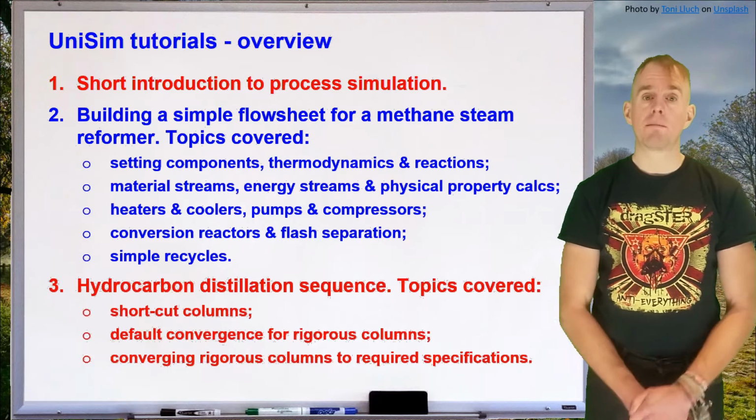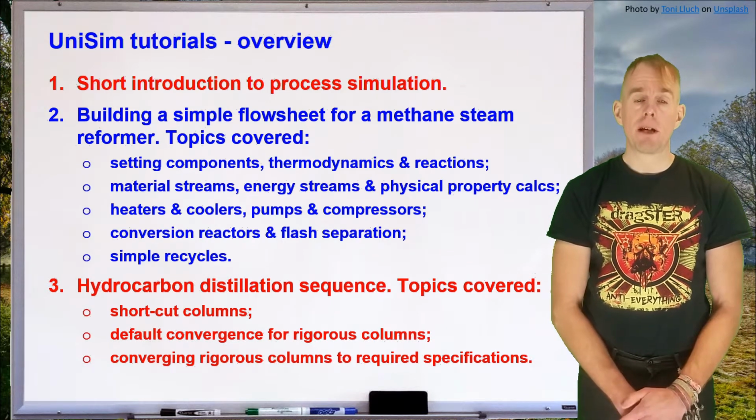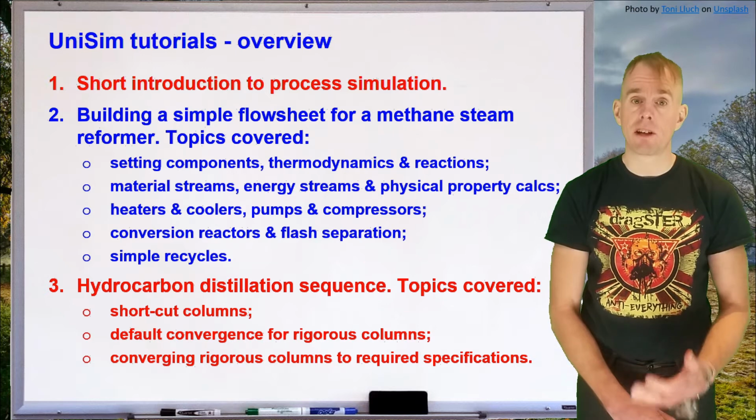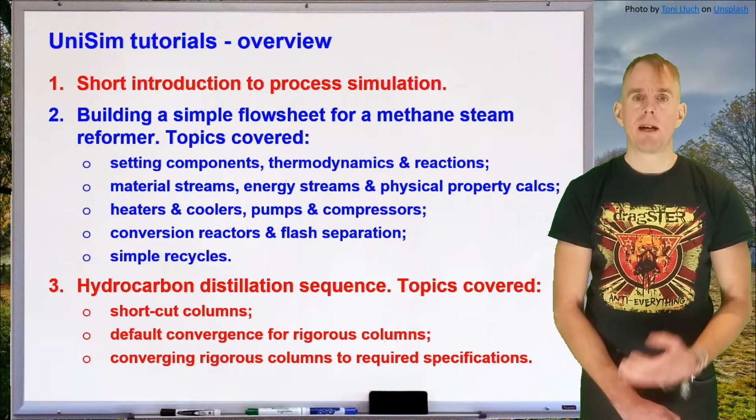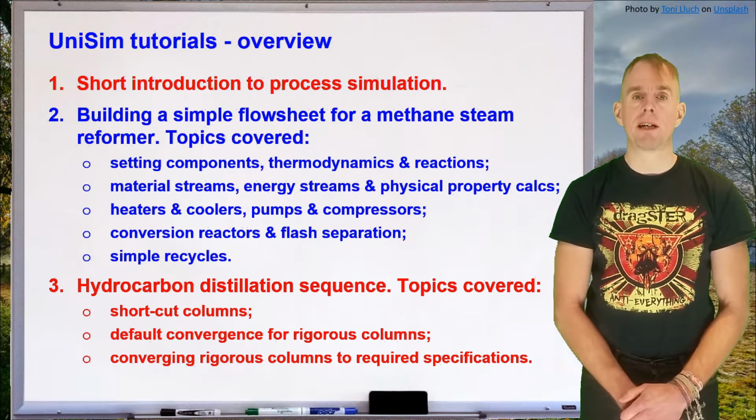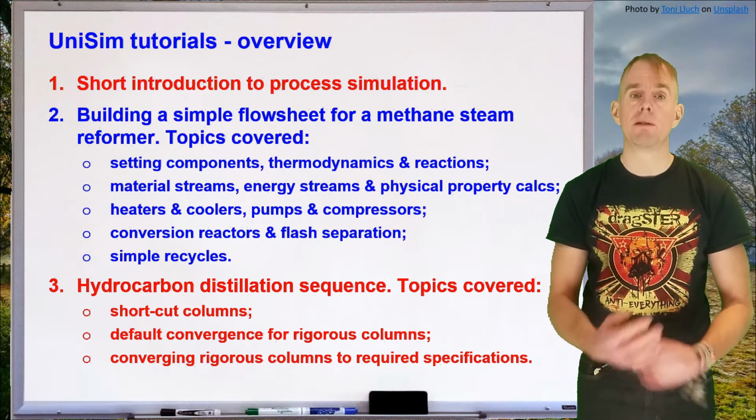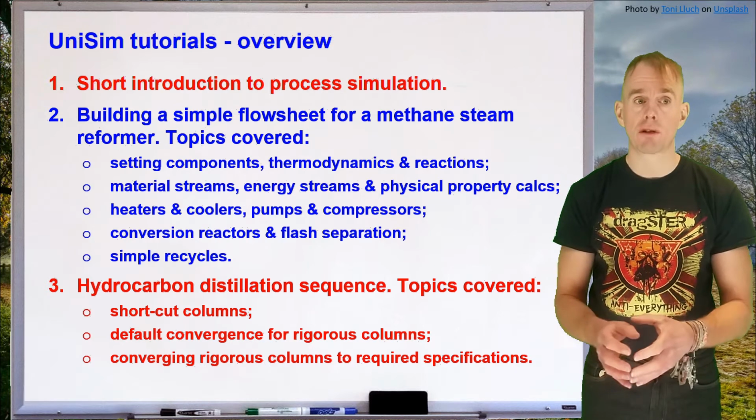The second tutorial is ideally aimed at 3rd year level, but will also be applicable to those in 2nd year as well, and we're going to be looking at a hydrocarbon distillation sequence. In this tutorial, what I'll be covering is the use of shortcut columns and how they can be used to generate initial conditions for rigorous columns.